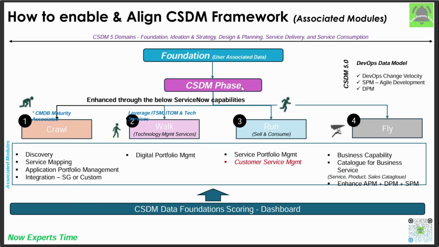Next is the CSDM journey. Once your CMDB has matured successfully, the crawl, walk, run, fly states are applicable. First, on the crawl side, what are the modules? On the walk side, what are the modules? On the run side, what are the modules?